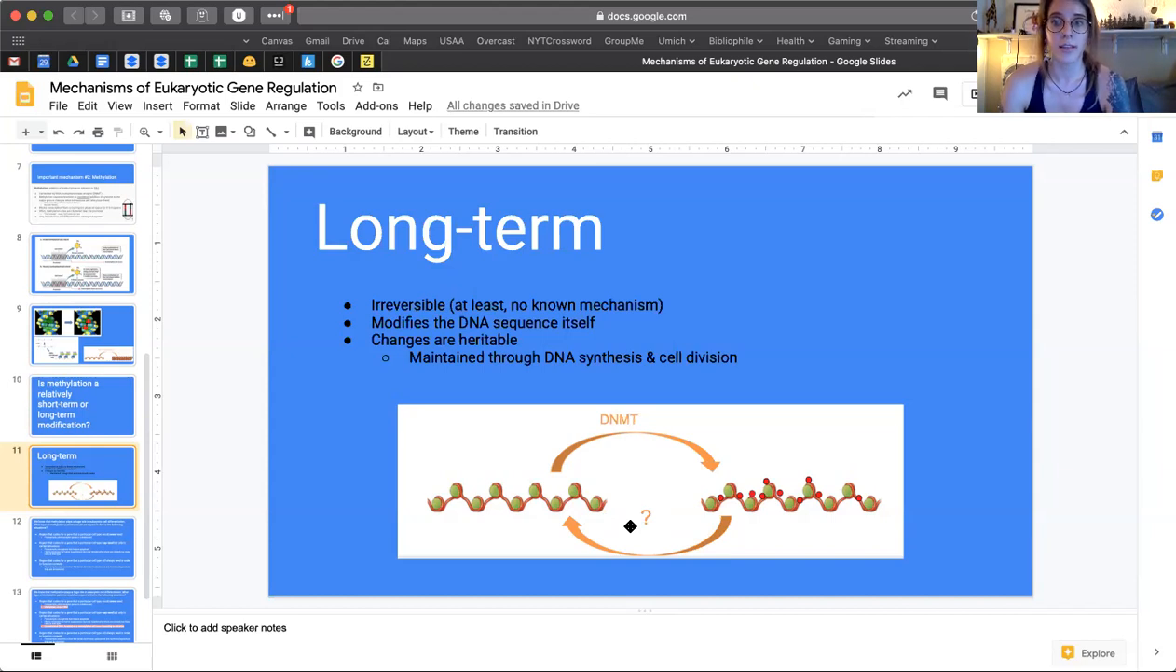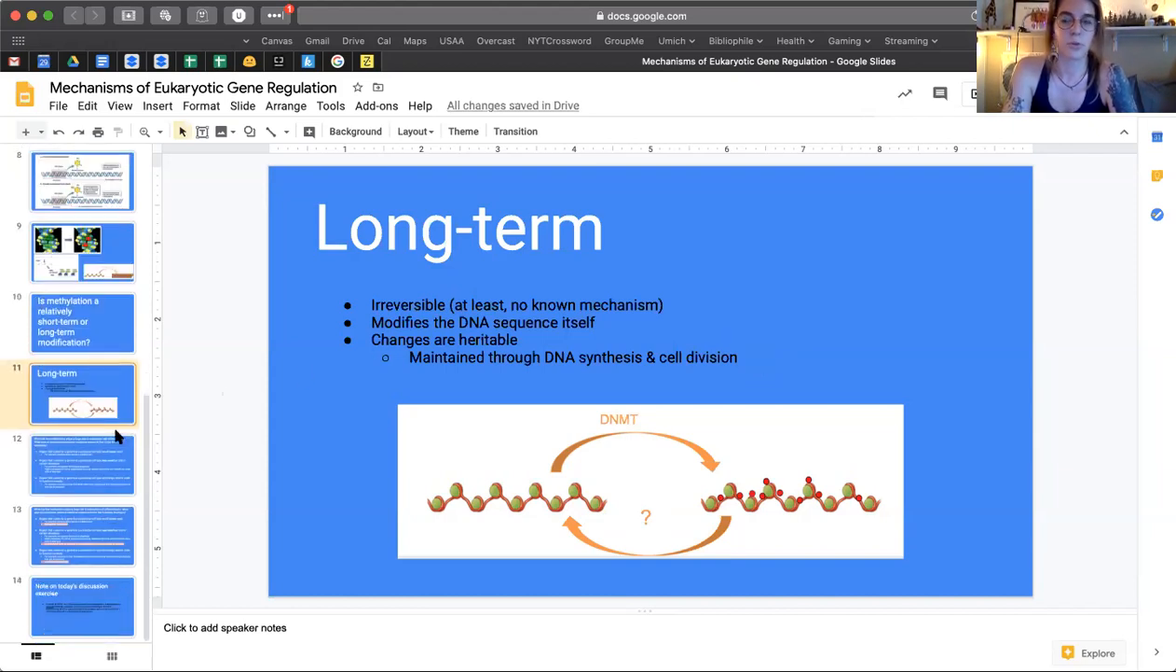Also, it's a long-term change because the changes are heritable. Remember that we're changing the actual sequence of the DNA. We're no longer just making changes to the proteins that it's wrapped around. So now when we have DNA replication or reproduction, we're going to be passing along that methylation pattern, which will affect, obviously, gene expression in the new organism.